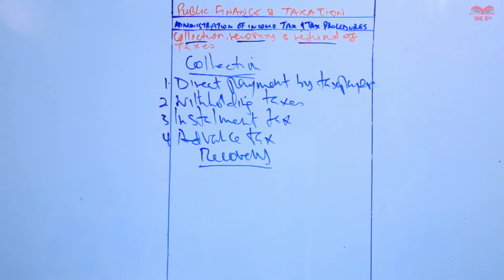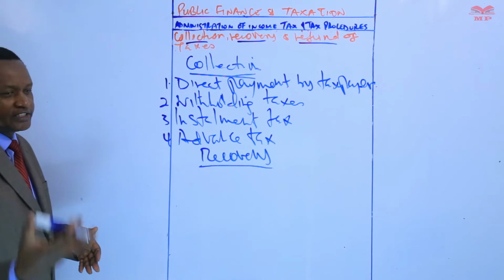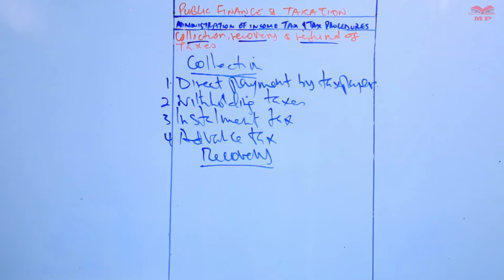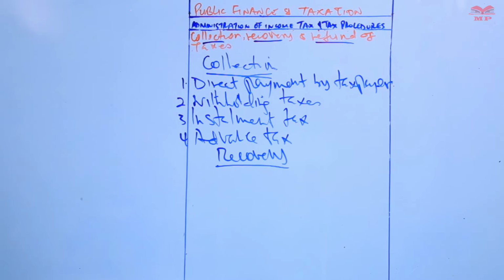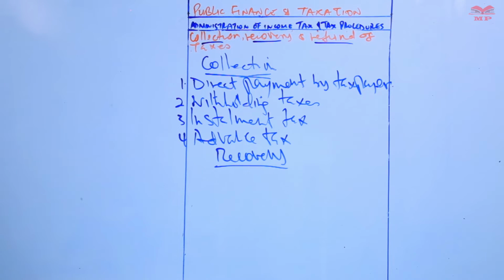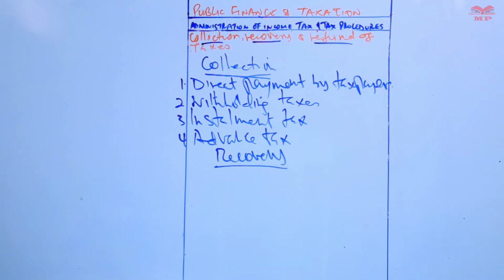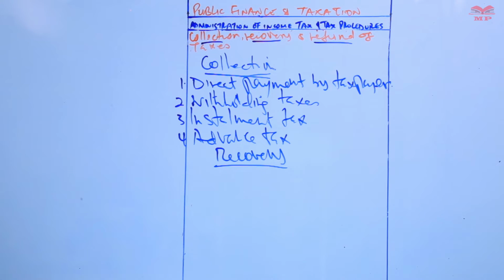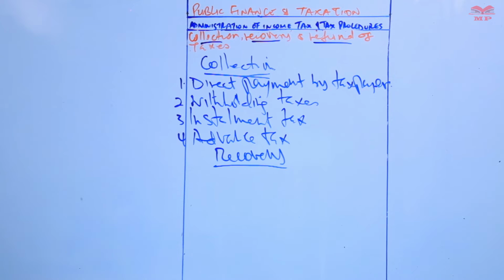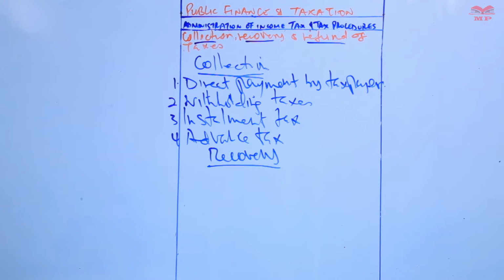Recovery of taxes. Now, when a taxpayer fails to pay taxes by the due date, KRA has various legal mechanisms under the Tax Procedures Act to recover the unpaid amounts. And tax becomes a debt due to the state upon becoming payable. Okay, so KRA has what we call the debt recovery process, which begins with demand notices.